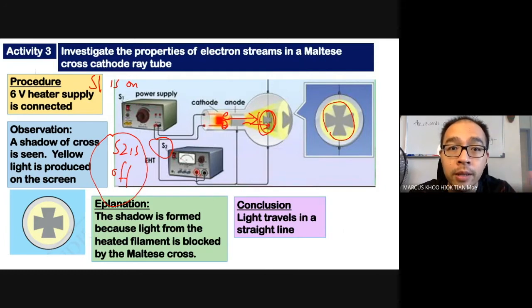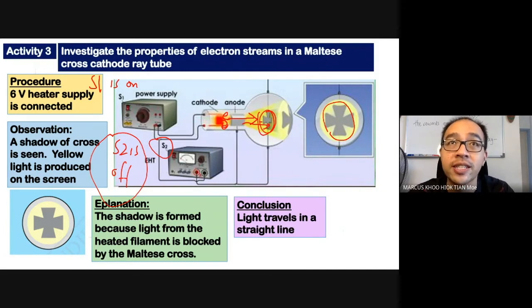So this observation is very important for us, and it opens up a very important basis for our study in this chapter and in chapter 7 later. The fact that light travels in a straight line has actually a lot of meaning in physics.